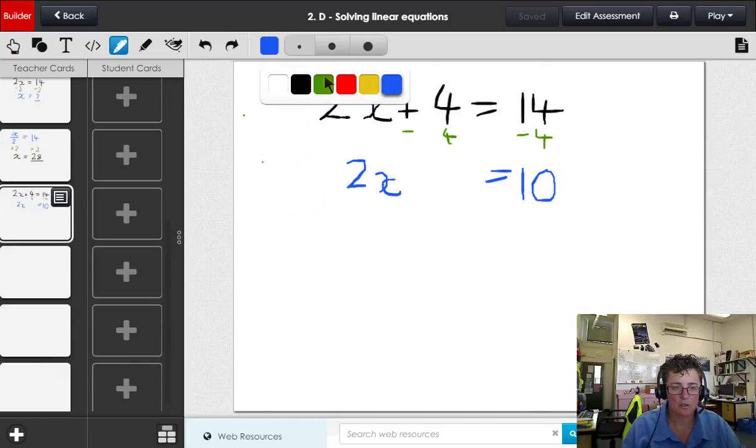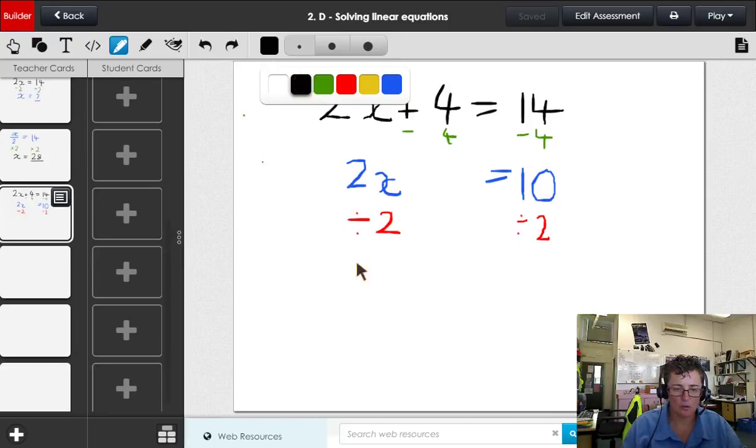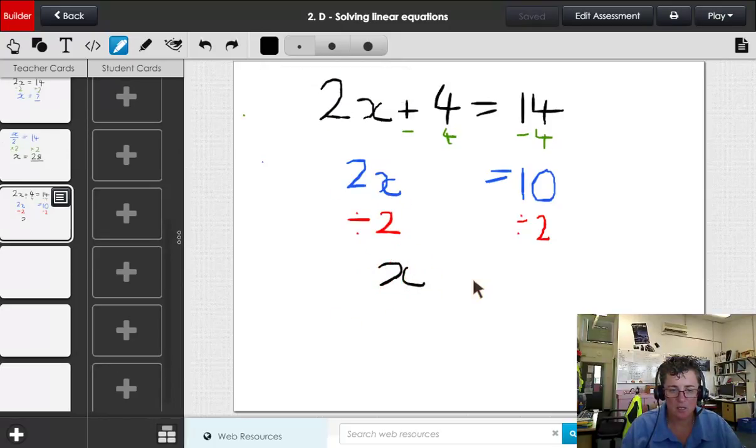So now we've still got 2x. So that's just 2 times x. So we're doing the opposite to times. So in this case, we divide both sides by 2. And we get our solution. 2x divided by 2 leaves us with the x. 10 divided by 2 leaves us with 5.